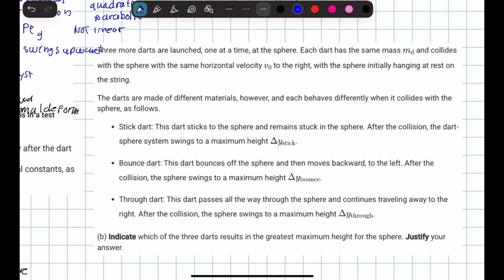Bounce dart: this dart bounces off the sphere and then moves backward to the left. After the collision, the sphere swings to a maximum height, delta y bounce. Through dart: this dart passes all the way through the sphere and continues traveling to the right. After the collision, the sphere swings to maximum height, delta y through. Indicate which of these three darts result in the greatest maximum height for the sphere and justify your answer.